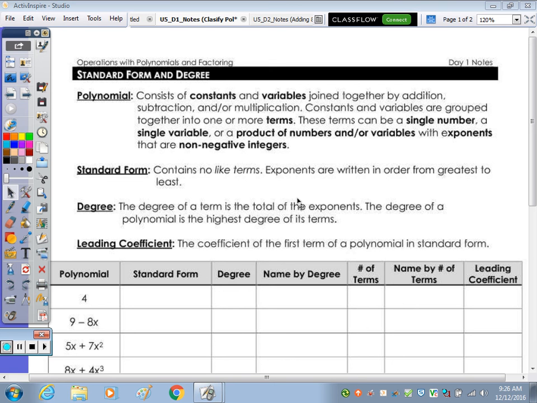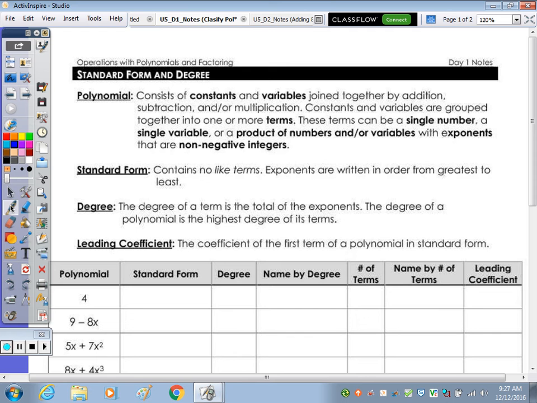In today's notes, we're just going to start with basic vocab and combining like terms. So at the top of the page, I'm just going to read the definitions for polynomial, standard form, degree, and leading coefficient. So a polynomial consists of constants and variables joined together by addition, subtraction, and or multiplication.